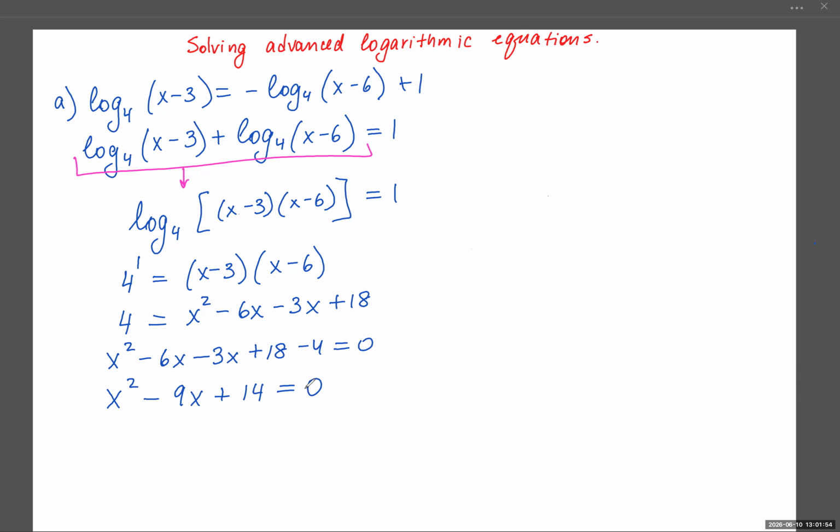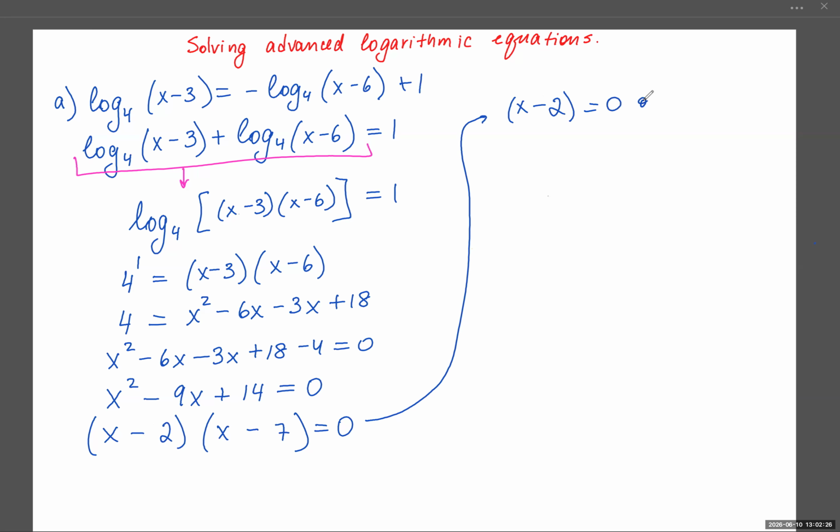So now we have a quadratic equation that we can solve. So let's go ahead and do that. This is factorable. Two numbers that multiply to 14 and add to negative 9. That would be 7 and 2. Both of these are negative. Negative 2 plus negative 7 is negative 9. Negative 2 times negative 7 is 14. Now we can use the zero factor property. x minus 2 equals 0, or x minus 7 equals 0. So that means x equals 2 or x equals 7.